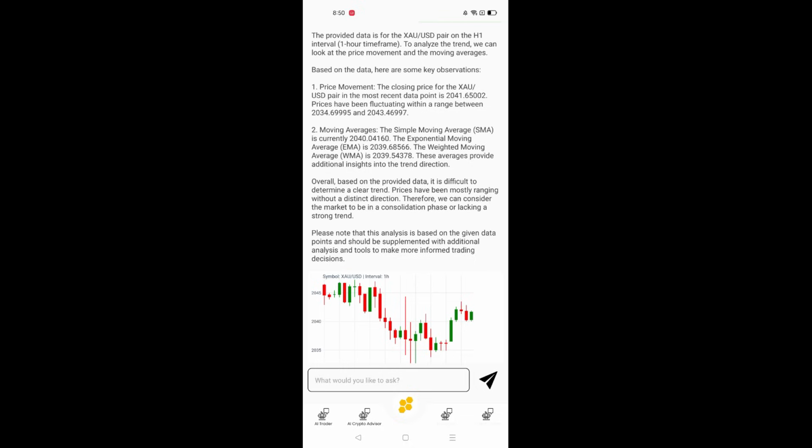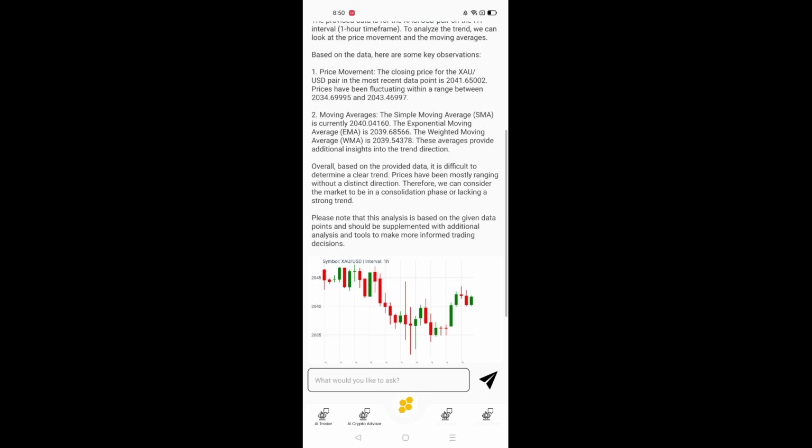The price has been fluctuating within a range between 2034 and 2043. You can see here what the moving averages have to say. Overall, based on the provided data, it is difficult to determine a clear trend, as we already discussed. Prices have been mostly ranging without a distinct direction.